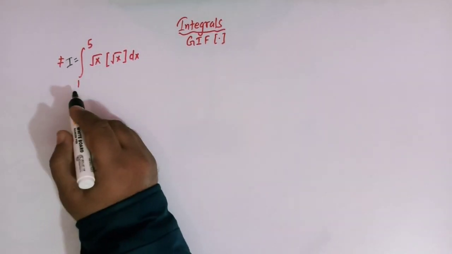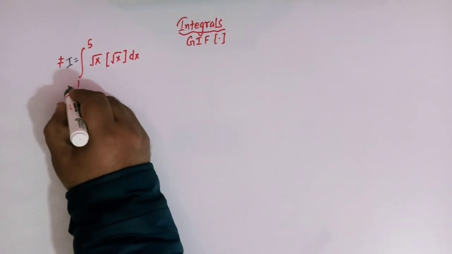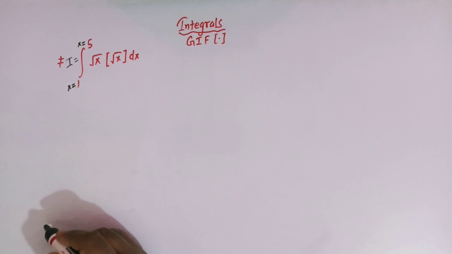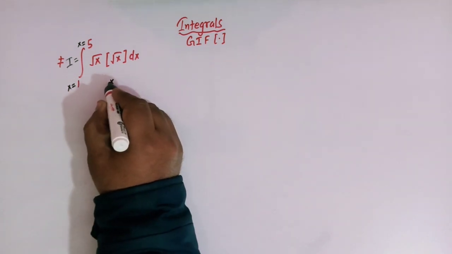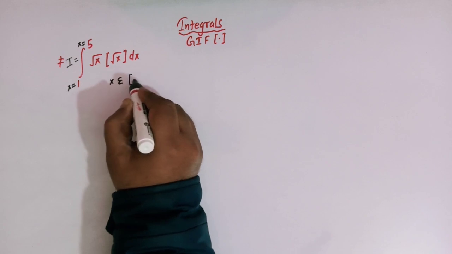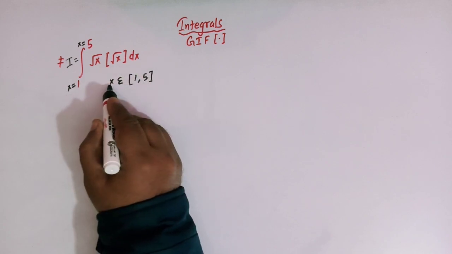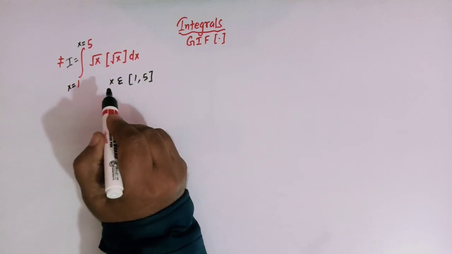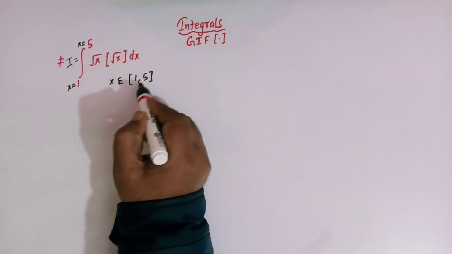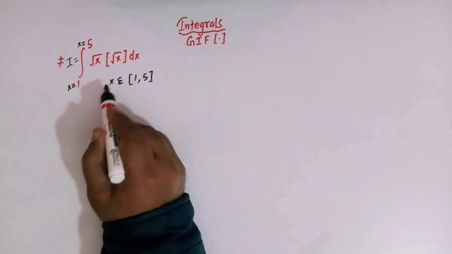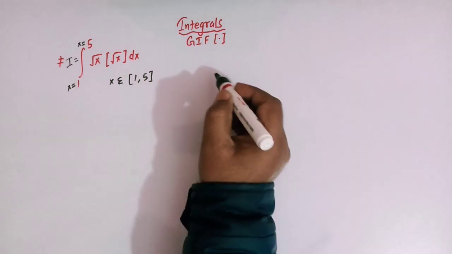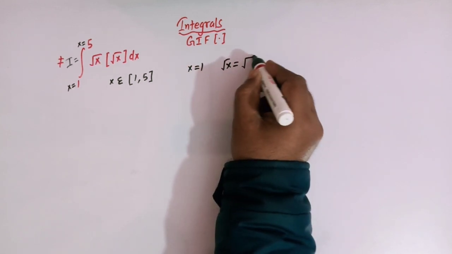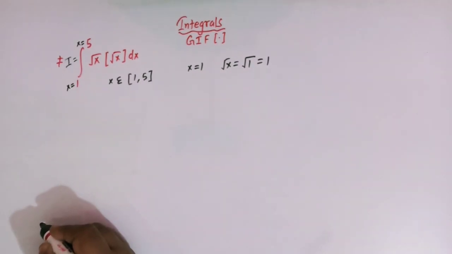Here we see that the lower limit is x equal to 1, and the upper limit is x equal to 5. So the limit varies from 1 to 5. So x belongs to this interval, that is, x varies from 1 to 5, and let us find the interval in which the square root of x varies. When x is equal to 1, the square root of x is equal to square root of 1, that is equal to 1.